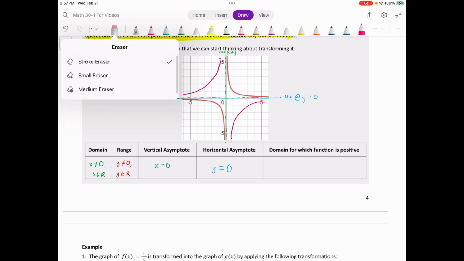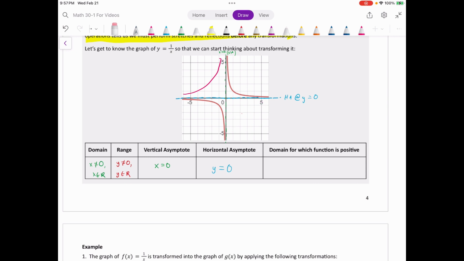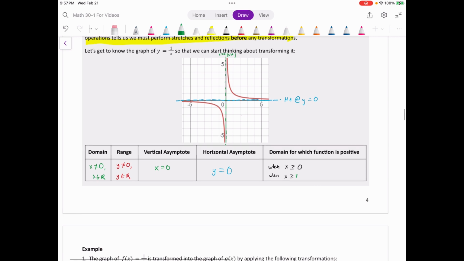So that's why it's sometimes a good thing to think about where we would expect it to be positive or negative. So the domain for which the function is positive is when x is greater than or equal to 0. Generally speaking, we could say when x is greater than or equal to the vertical asymptote. That's just something to keep in our back pockets when on the lookout for reflections and whether a might be negative and all that kind of stuff.